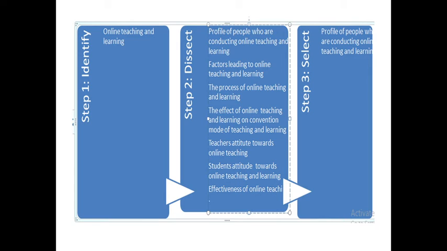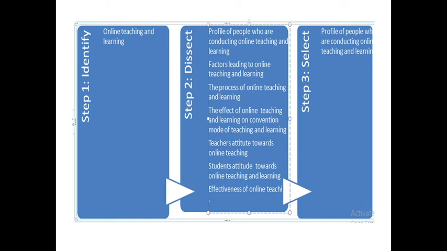So here in the example you have seen the various sub areas are profile of people who are conducting online teaching and learning. So that can be a sub area where the study can be proceeded. Then factors leading to online teaching and learning. Next, the process of online teaching and learning. Then the effect of online teaching and learning on conventional mode of teaching and learning. Then teachers' attitude towards online teaching. Then students' attitude towards online teaching and learning. Then effectiveness of online teaching.